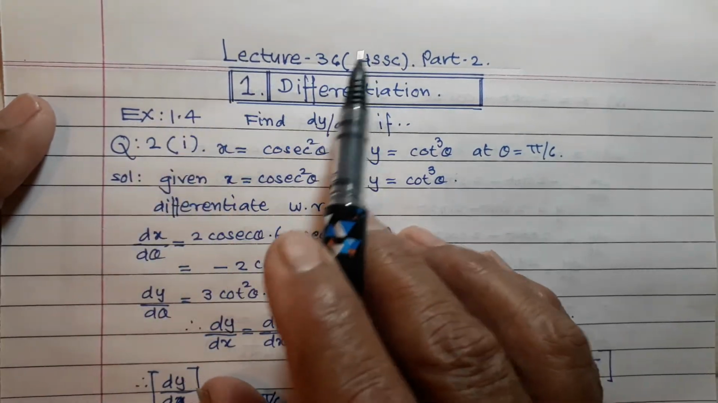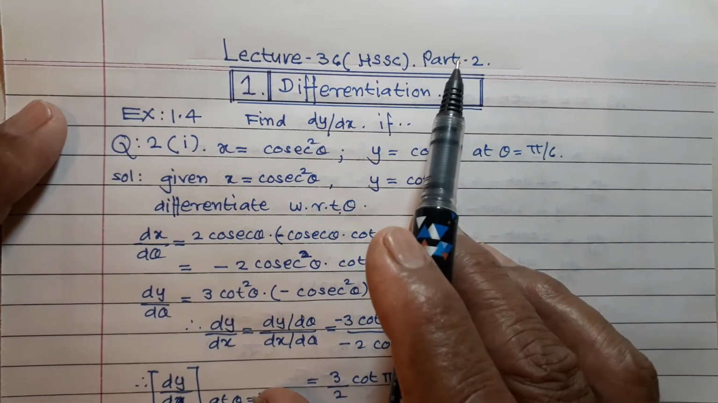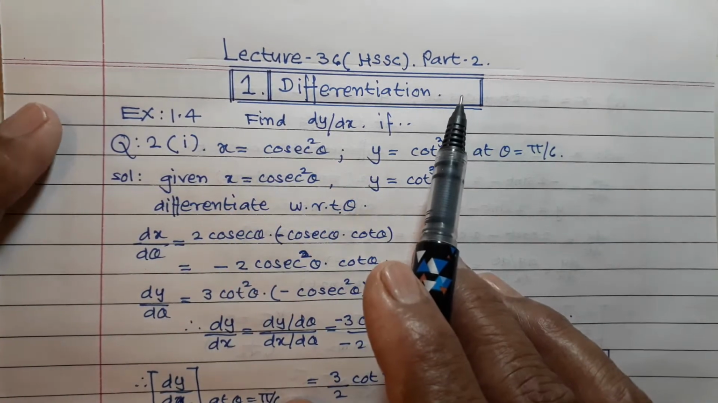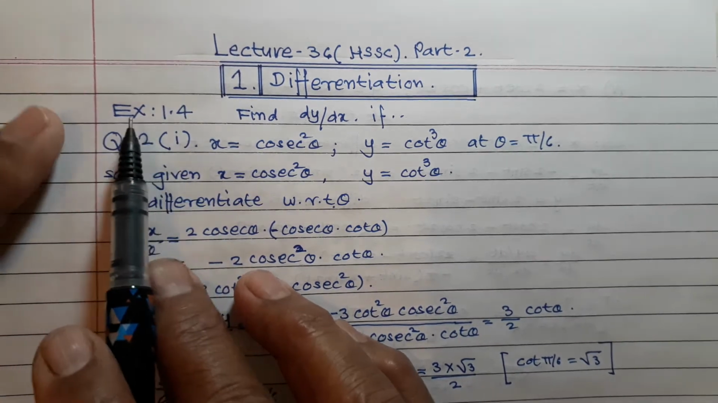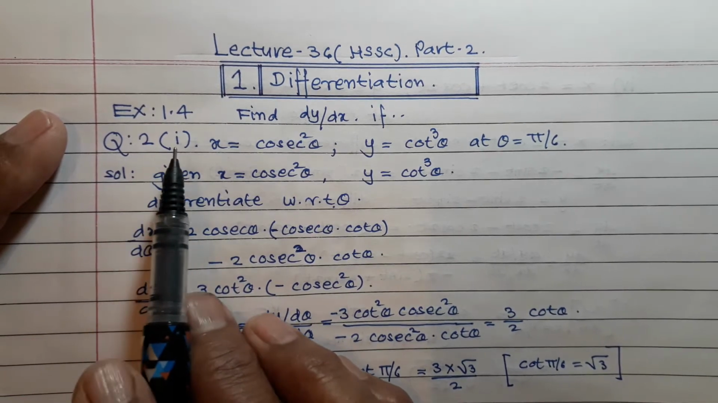Hello, my dear students. Lecture number 36 for Standard 12, Part 2, Chapter number 1, Differentiation. In this lecture, I am going to explain some examples from exercise 1.4, question number 2, 1.